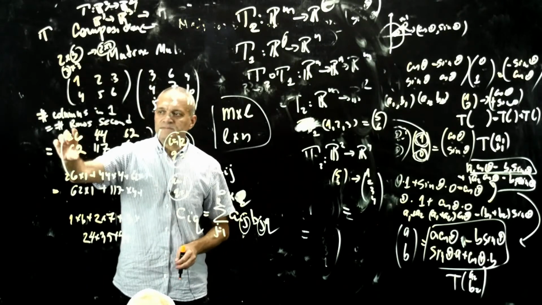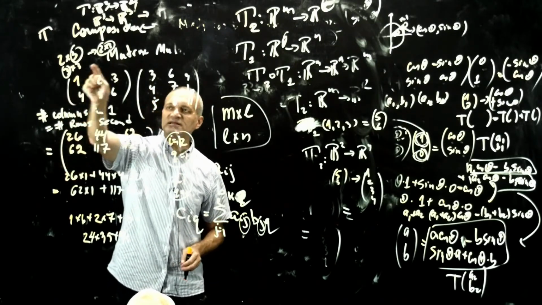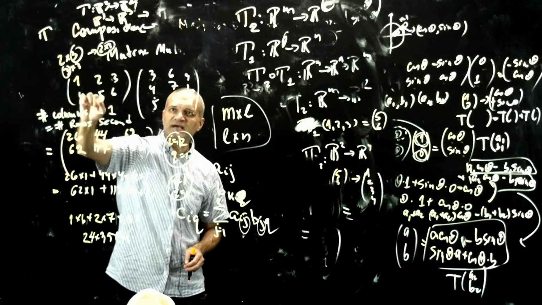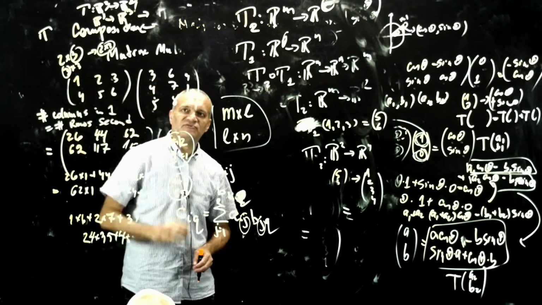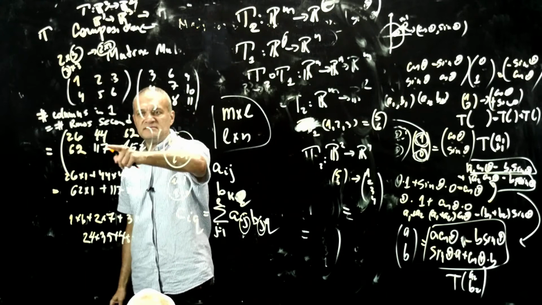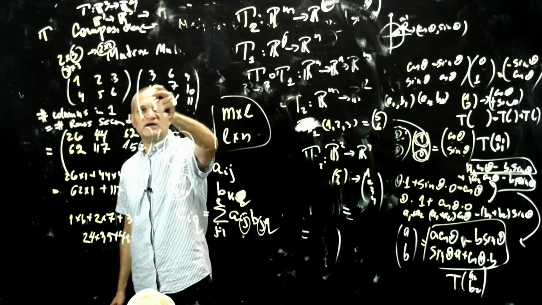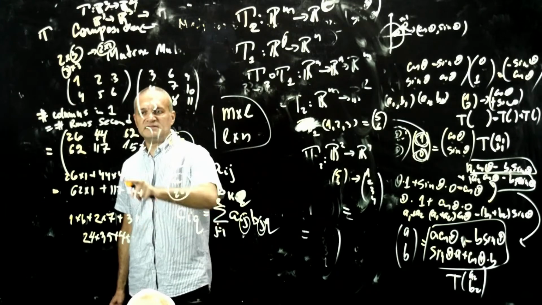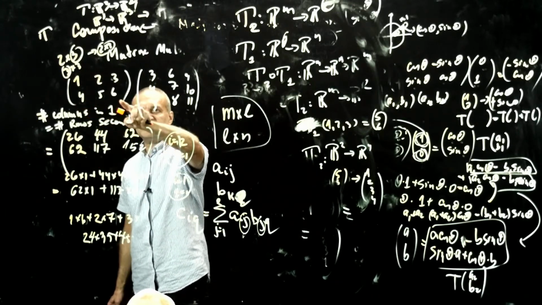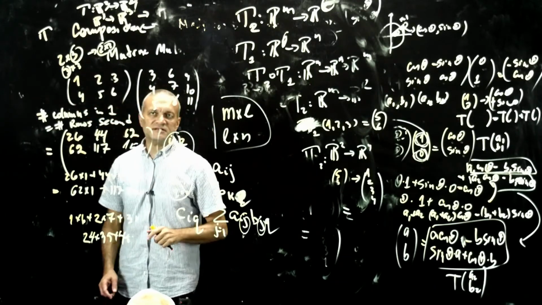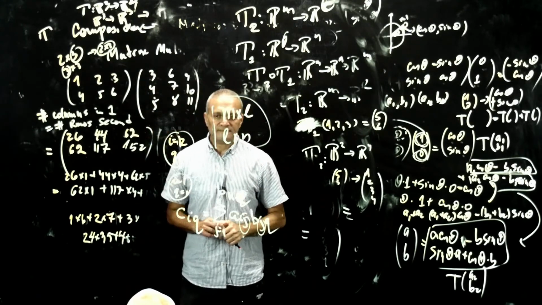This entry, 2662, is just taking this matrix and applying it on the vector 3, 4, 5. This entry, for example, 44, is just taking the first vector and applying it on 6, 7, 8. 117 is taking this row and applying it on 6, 7, 8, etc.